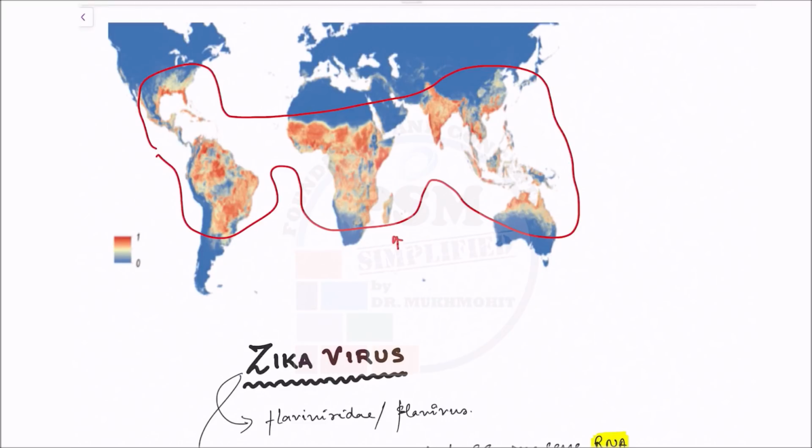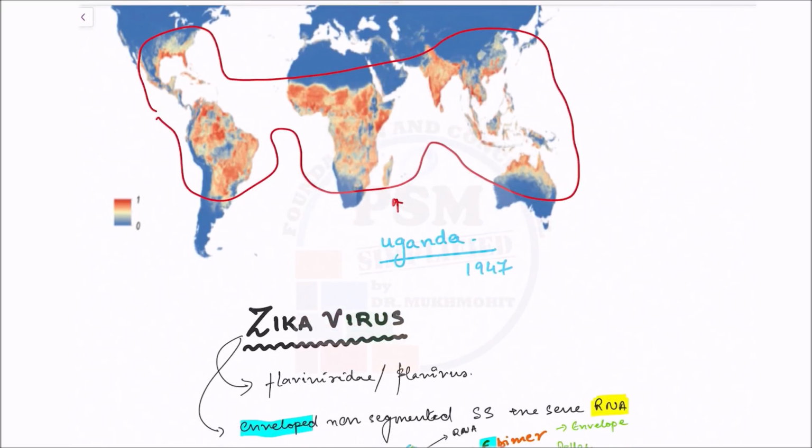Zika virus disease was first brought into light. It's a relatively new disease. Zika virus was from Uganda. So the first time Zika virus was isolated was from Uganda, in 1947. So that's the basic importance of Zika.